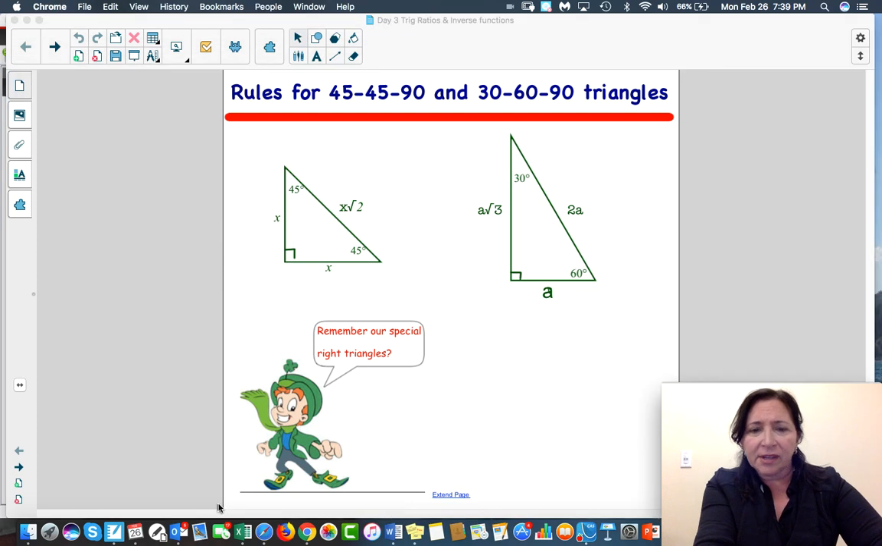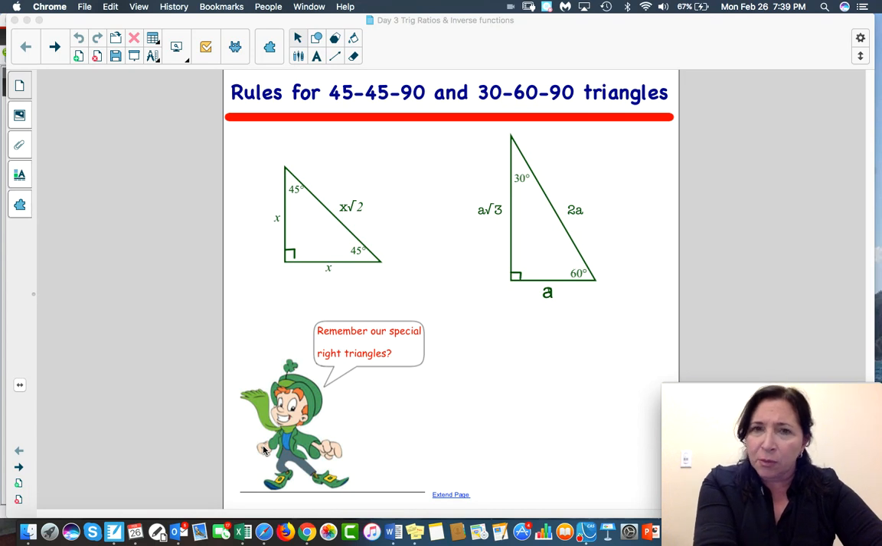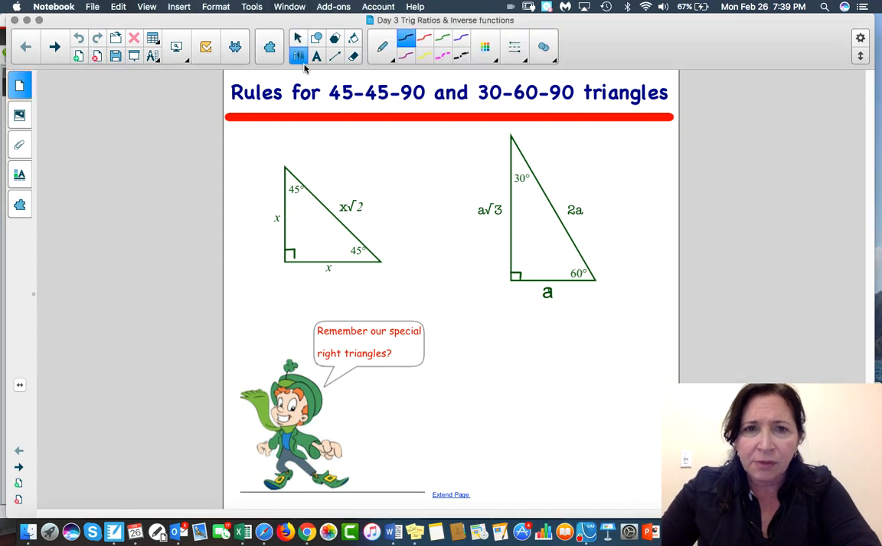Hi everyone, today's lesson is on trigonometric ratios and their inverses: sine, cosine, tangent, and their inverses, which are arcsine, arccosine, and arctangent. So before we get started with that, I want to review the special right triangles that we went over the other day. What we have here is one of our special right triangles.